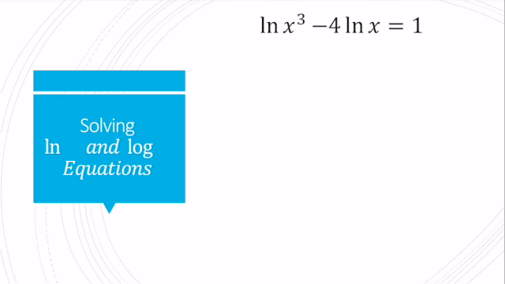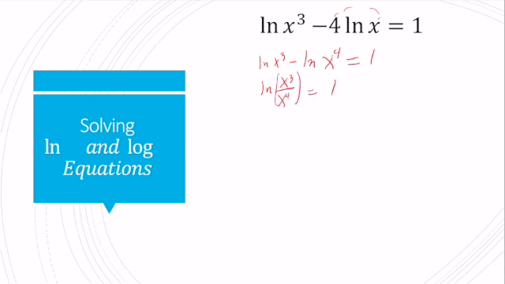Again, a very similar problem. I have the natural log of x cubed minus 4 the natural log of x equals 1. So let's practice again, working backwards to condense this into one logarithm and then writing that as an exponent. So if I have the natural log of x cubed minus, I'm going to move this 4 over here, the natural log of x to the 4th equals 1. When I'm subtracting, I'm really dividing. So I have the natural log of x cubed divided by x to the 4th equals 1.